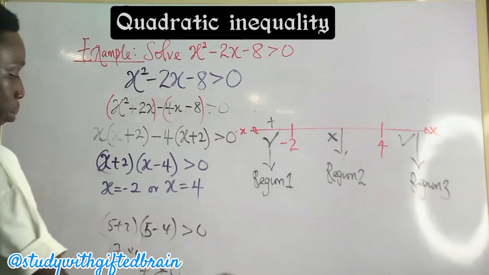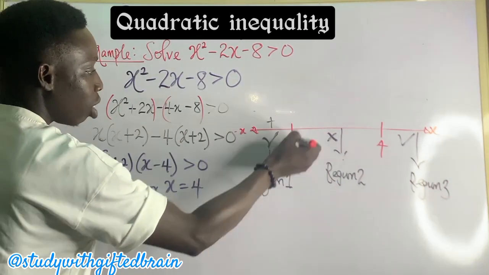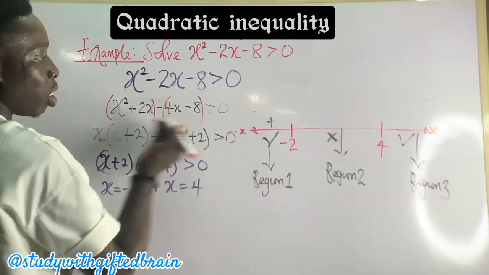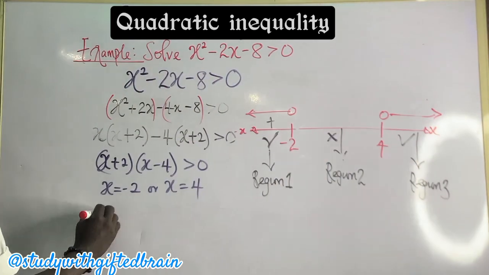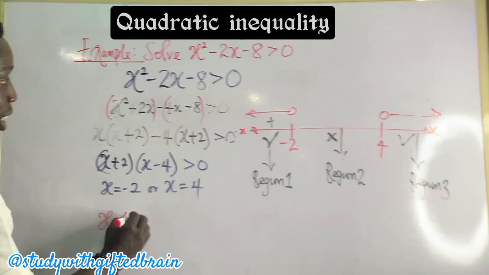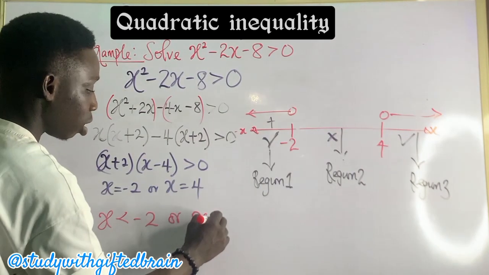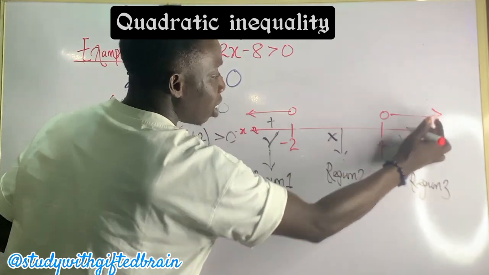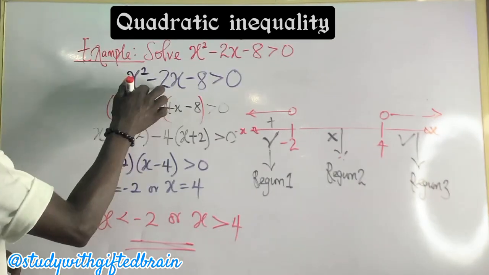So finally, my solution of this quadratic inequality will be the regions. For this region, x is less than minus 2, and when your arrow is facing the other side, x is greater than 4. So my solution will be x is less than minus 2 or x is greater than 4. This is the solution for this quadratic inequality.